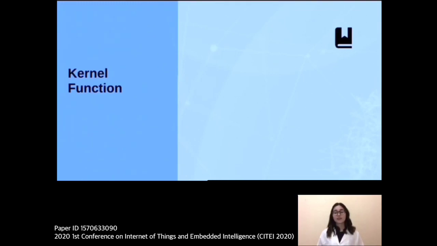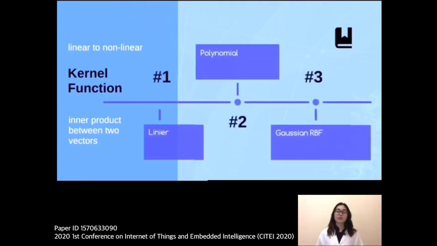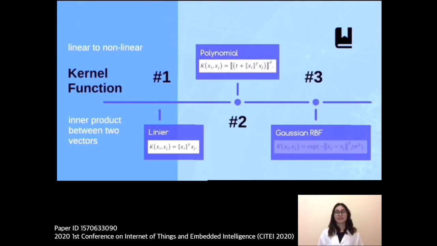In this study, kernel functions are used in SVM. The kernel function allows problems that are linear to be applied to nonlinear problems, especially for algorithms expressed in the inner product between two vectors. And these are all the kernel functions that we use in our research with their parameters. First, linear kernel SVM. Second, polynomial kernel SVM. And third, RBF kernel SVM, or radial basis function.